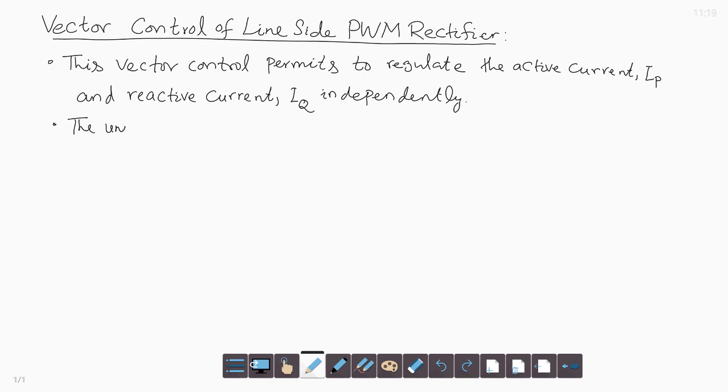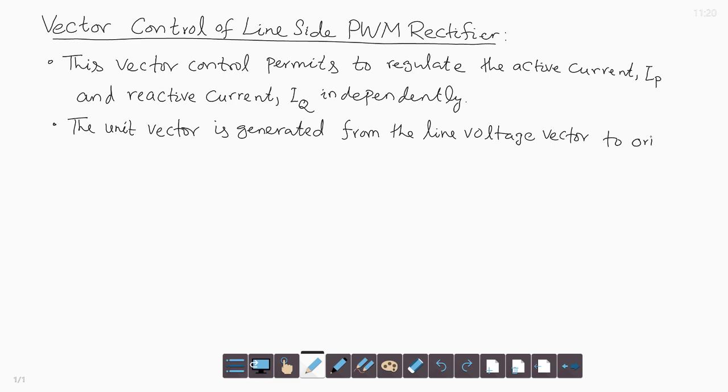The unit vector, which is essential for vector orientation, is generated from the line voltage vector to orient the active current IP in phase and reactive current IQ in quadrature, as shown.